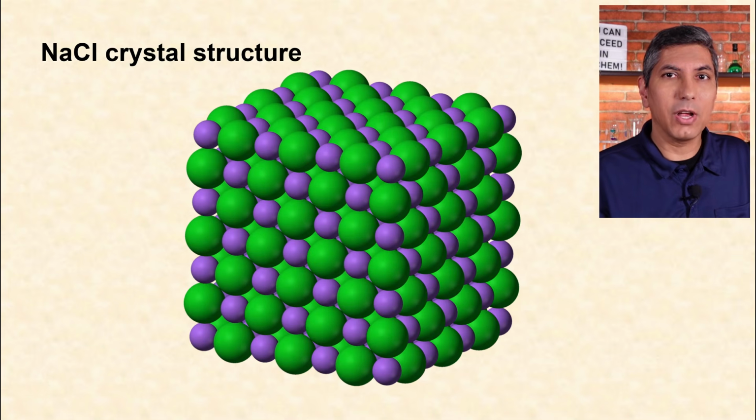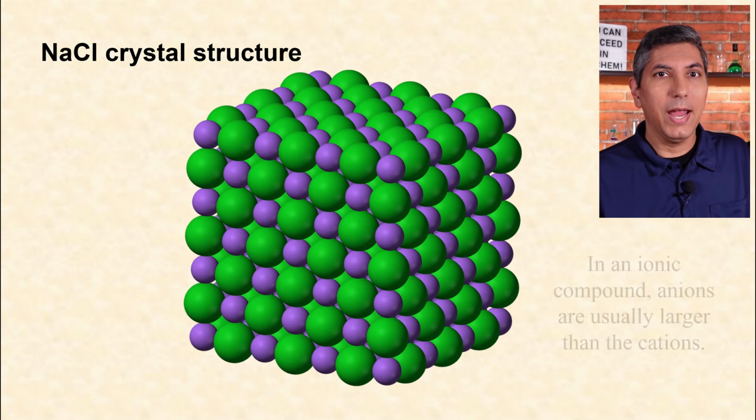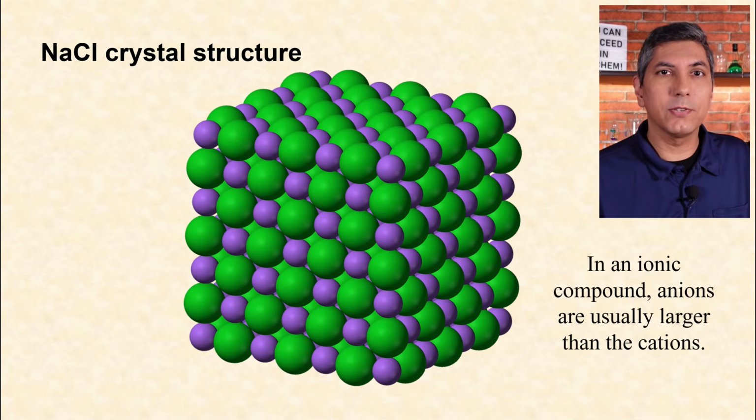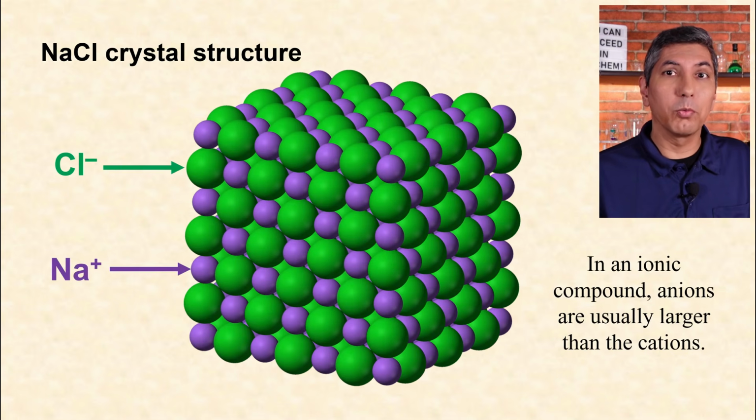Can you identify which ion is sodium and which one is chloride? Remember, anions are usually larger than cations, so the green spheres would represent chloride ions, while the purple spheres would represent sodium cations. Number 6.